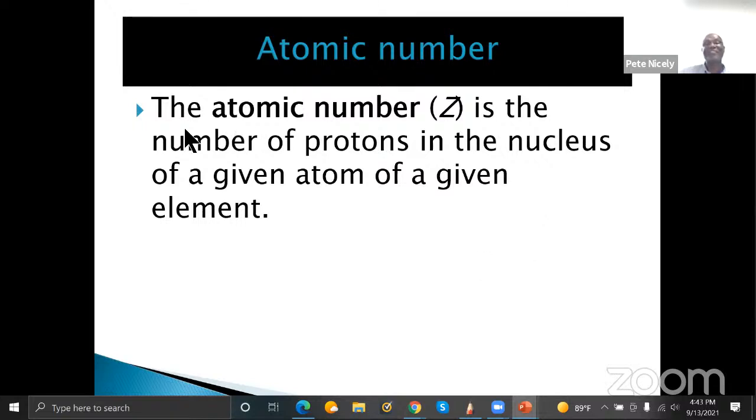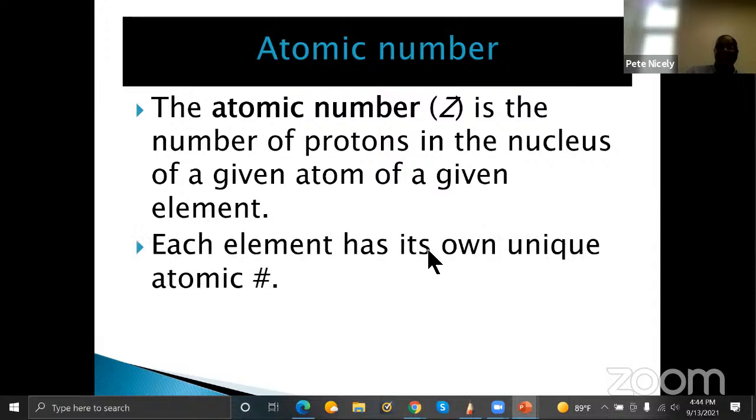The first of which is the atomic number, right? So the atomic number, and the traditional conventional symbol for the atomic number is Z, uppercase Z. And by definition, this is the number of protons in the nucleus of a given atom of a given element, all right? And each element has its own unique atomic number. So if you consult any periodic table, you'll see that each element has its own unique number.